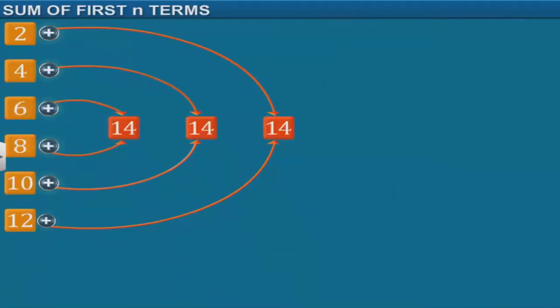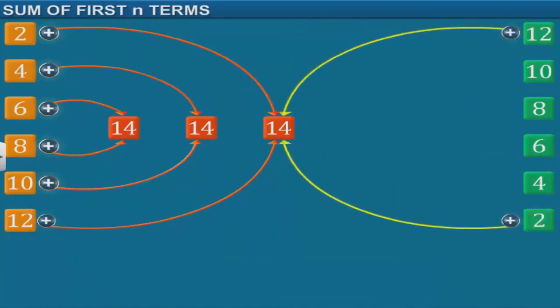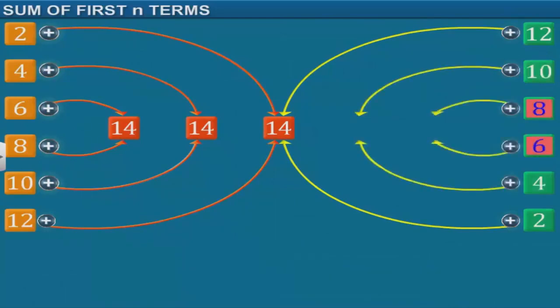As you can see, the result of these additions is equal. This property can be observed in all APs, including reverse APs. For example, if you reverse the given AP, you get 12, 10, 8, 6, 4, 2. Now try adding the first and the last terms of this AP, that is 12 and 2. The sum is 14. Similarly, if you add the second term to the 5th term and the third term to the 4th term, the sum is 14. This shows a pattern that we can use to derive a formula for the sum of n terms.